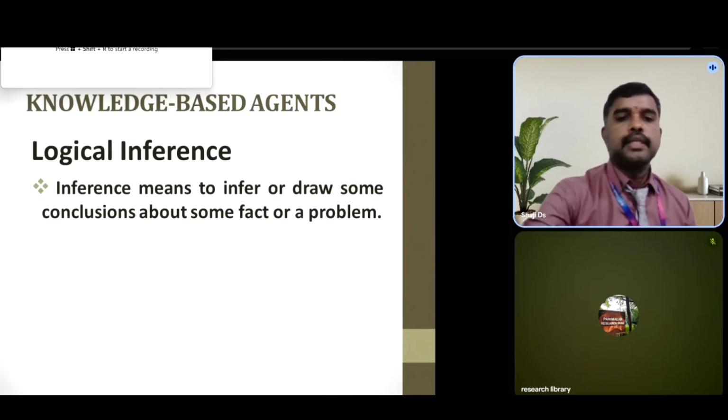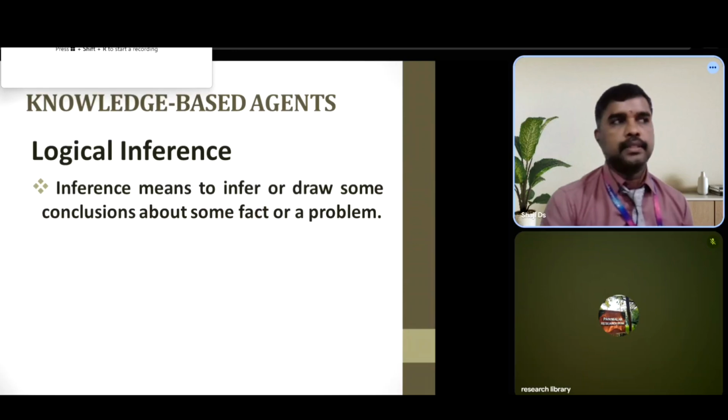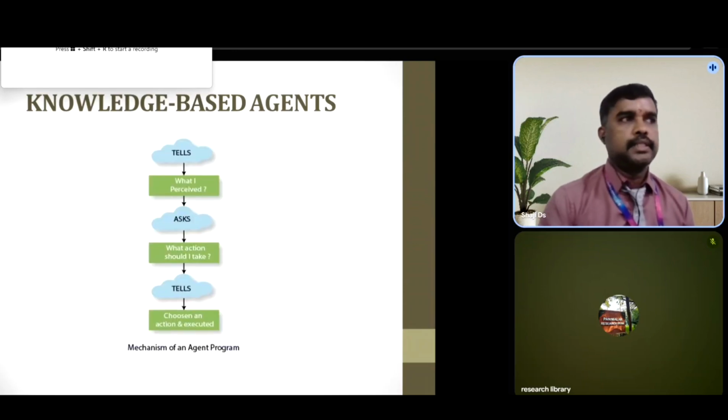So let us see the diagram related to the mechanism of how data is accessed from the knowledge base. We know that in this diagram, first the Tell stores some data or new logic in the knowledge base. Ask perceives or receives some knowledge from the knowledge base. Okay, that is the mechanism of an agent algorithm or an agent program.